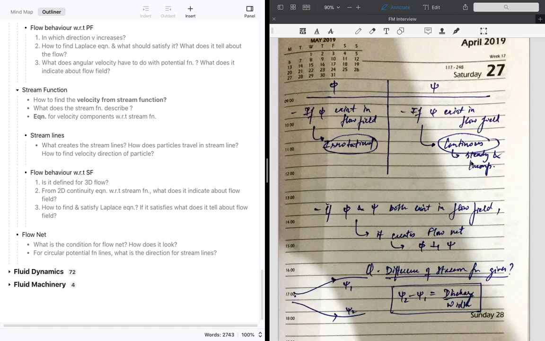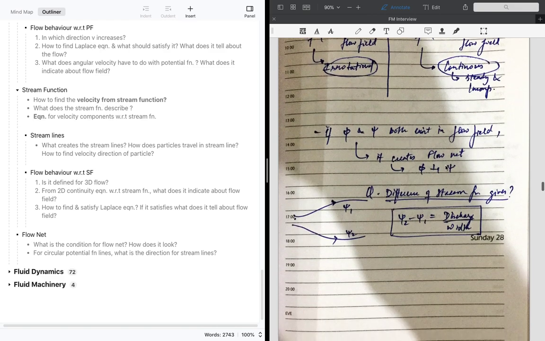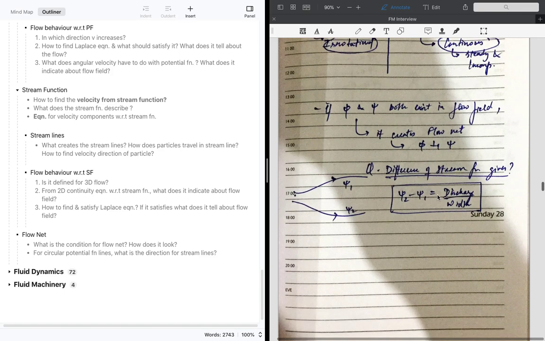Steady means the flow parameters don't change with respect to time. Incompressible means the density doesn't change with respect to anything. The density of the fluid doesn't change with respect to time or position. If the velocity function as well as the stream function exist in the flow field, we get a flow net. We will see that later.